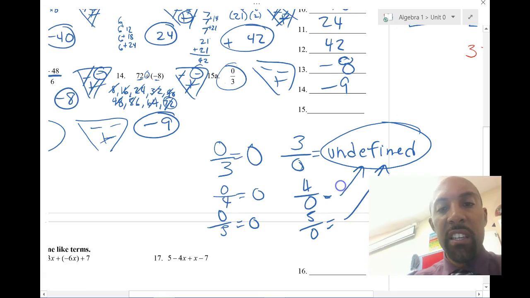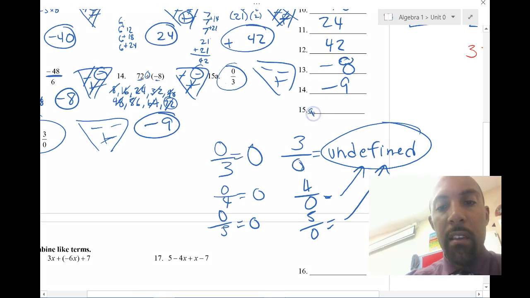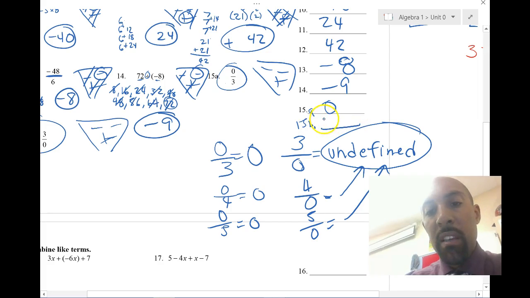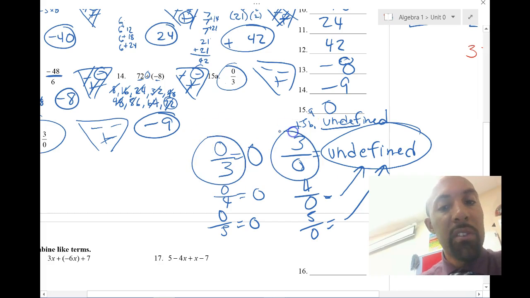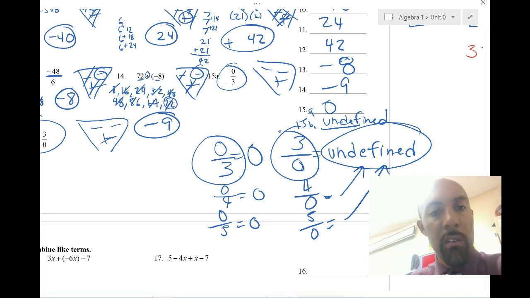So now for 15, we'll say 15A. 15A is 0, and I didn't write a spot for 15B. Okay, 15B, we'll put undefined. Now on the quiz, I'm only going to give you one of these. You may get 0 over 3, or it may be 3 over 0. You need to know which one is which. Okay? Alright, that's the end of this page 1. Go to the next video for page 2.